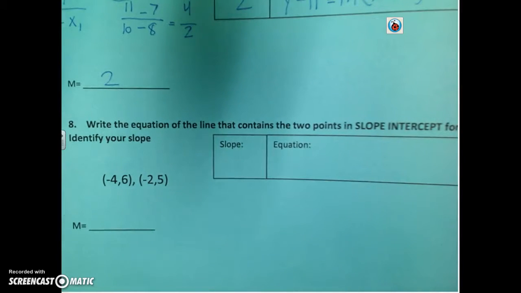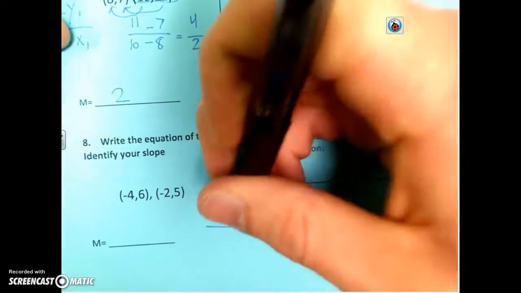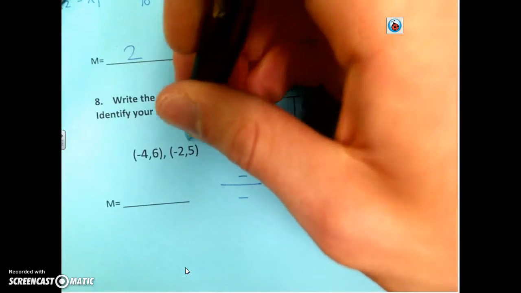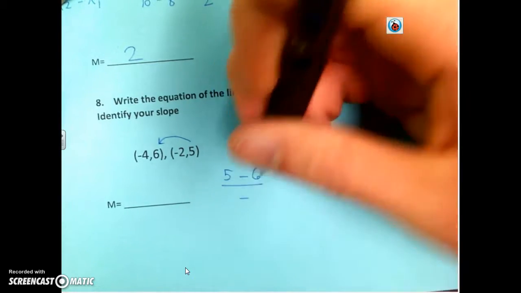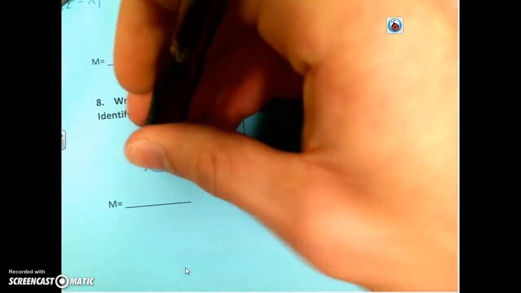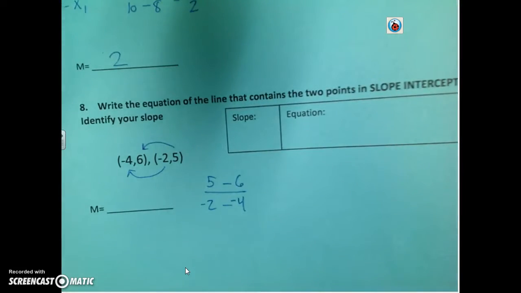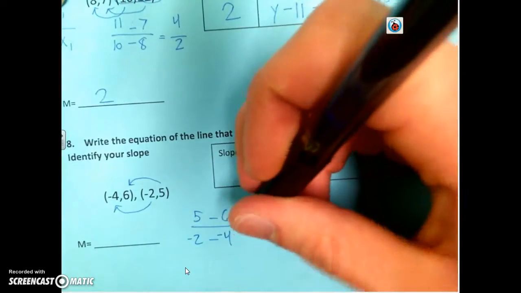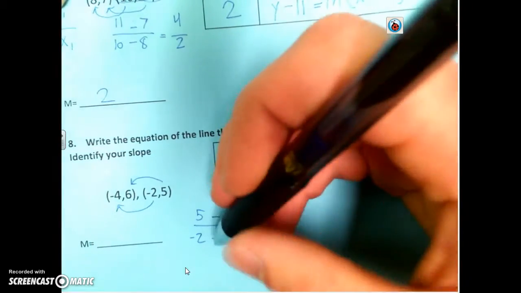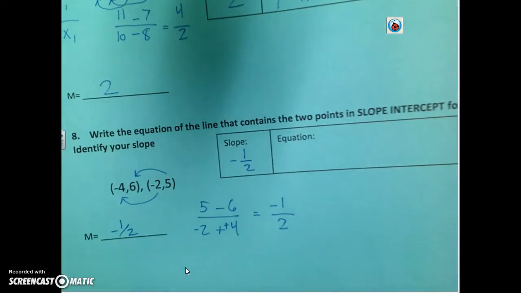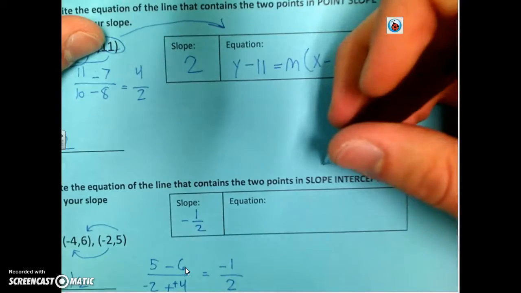Identify your slope. Once again, we need to find our slope, same formula that we're using right here. So I need 5 minus 6, and I need negative 2 minus negative 4. Notice we're going to have double negatives showing up here. 5 minus 6 is going to give us a negative 1 over top of a double negative, which is positive, so my slope is negative 1/2.